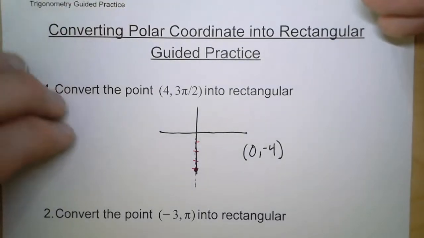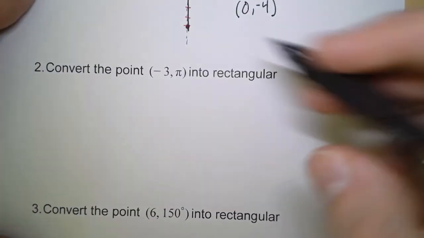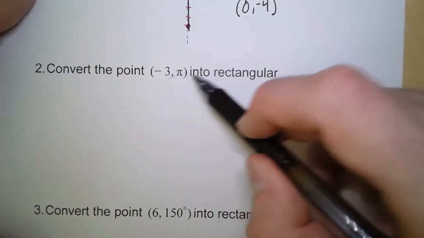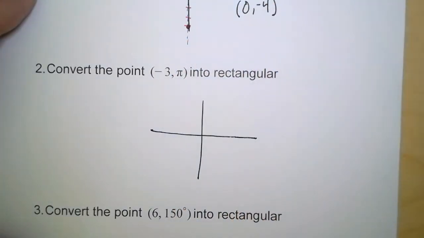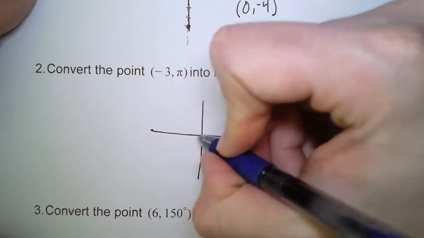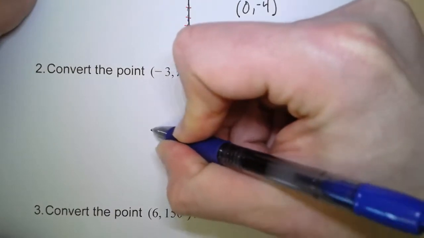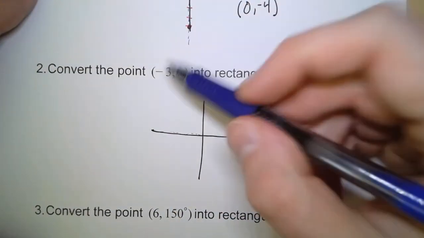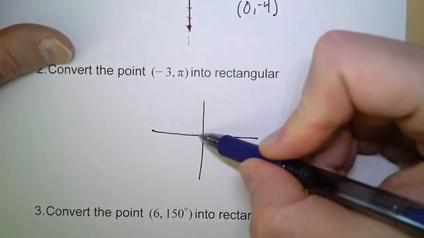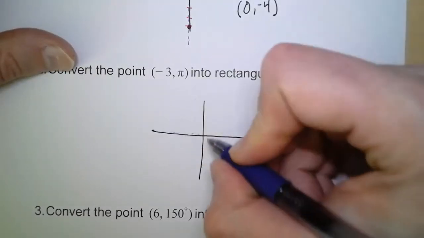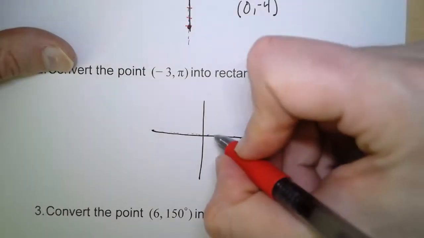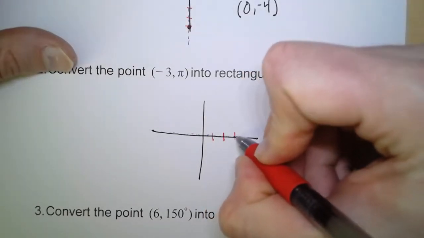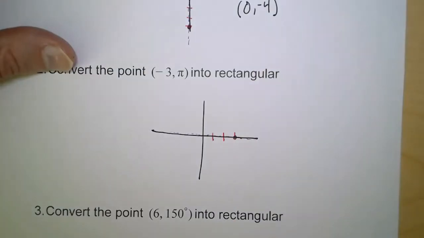So let's look at the second one. With the second one, our coordinates are negative 3, comma pi. So drawing our axes, now we say, well, where's pi? Well, pi is right there. But the distance is negative 3. So instead of going 3 units this way along pi, we actually go 3 units in the opposite direction. That is 1, 2, 3, right there.